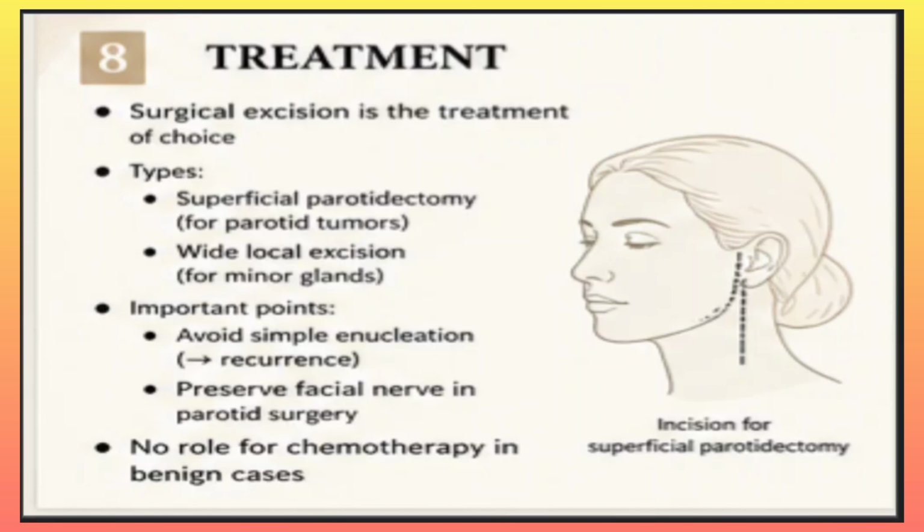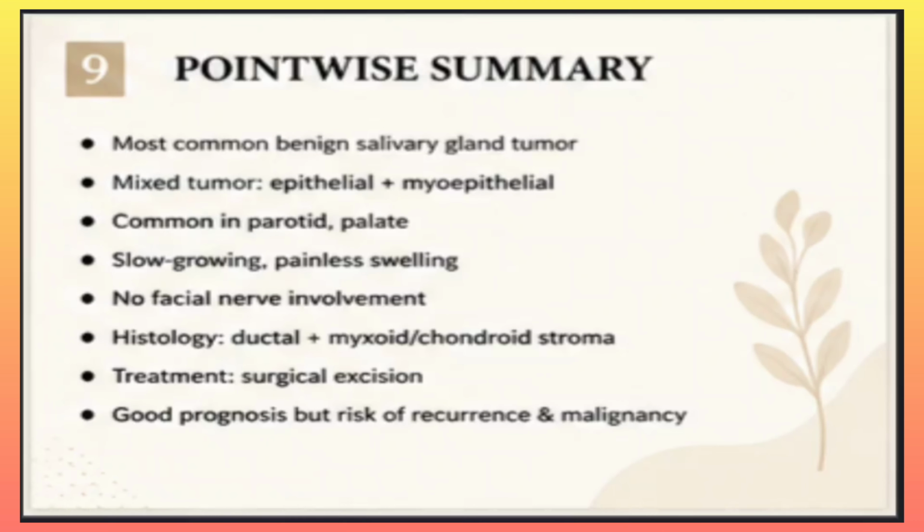Now moving on to the treatment. Surgical excision is the most common treatment of choice. Types are superficial parotidectomy for parotid tumors and wide local excision for the minor glands. Important points are to avoid simple enucleation, which could lead to recurrence, and to preserve the facial nerve in parotid surgery. There is no role for chemotherapy in benign cases.